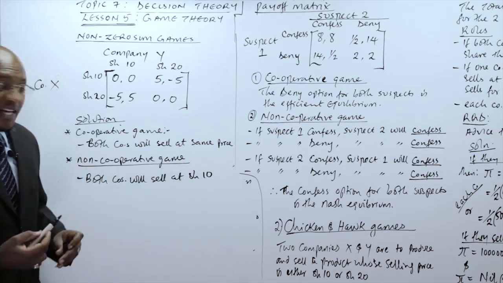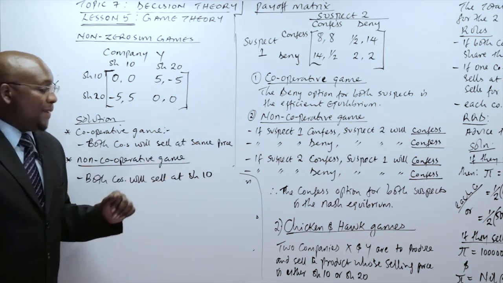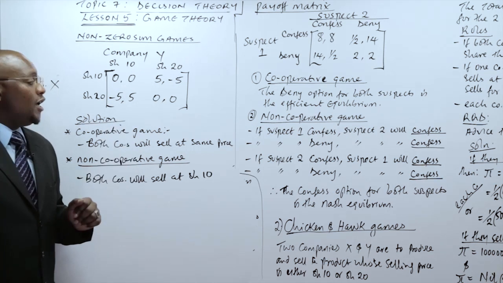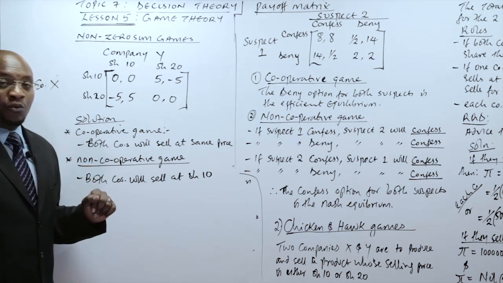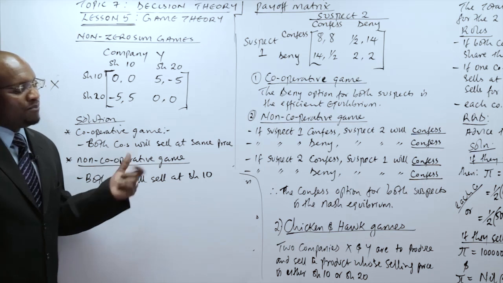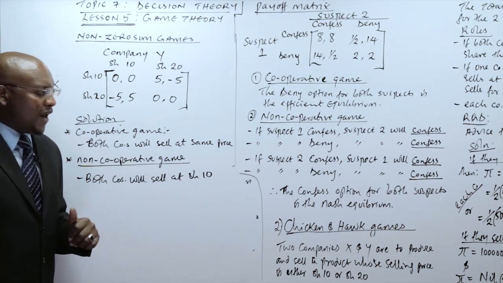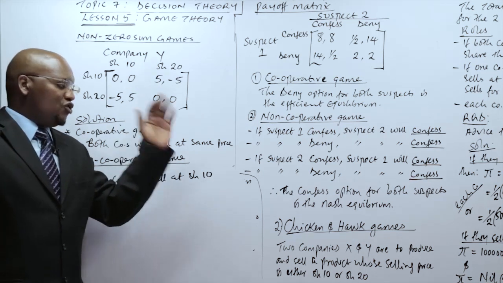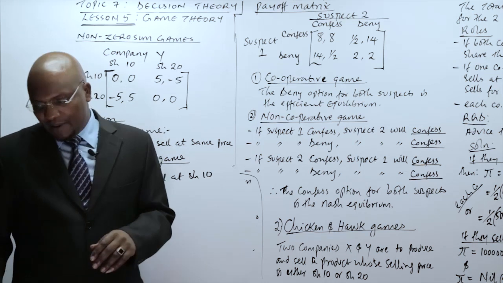This price has no loss. Either you make a 0 or you make 5 million. But the other one of 20 shillings, you will make either a 0 or you make minus 5. So therefore, everybody will want to avoid that. So everybody will sell at shillings 10. So that is another way of putting the same game, and it is still a non-zero sum game. So that's all about that illustration, the chicken and hawk game, and the other one of the prisoner's dilemma.